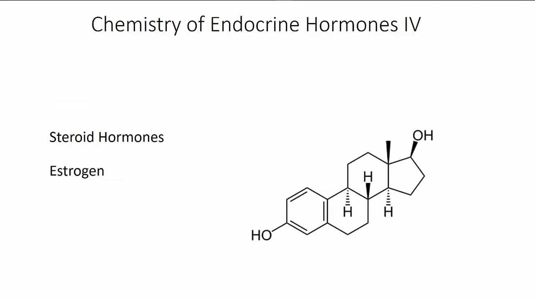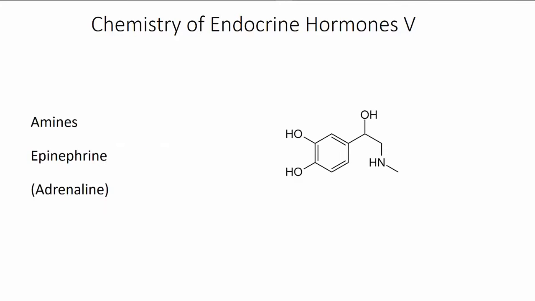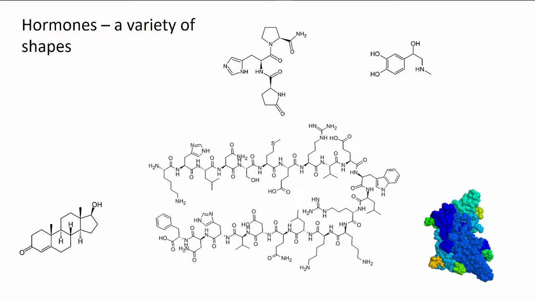Hormones can have the shape of steroids. The steroid backbone can be modified in various ways to give us the steroid hormones. This is an example of estrogen. Hormones can look like amines. This hormone, epinephrine or adrenaline, is made in the adrenal medulla. So the point is that hormones can have a variety of different shapes.